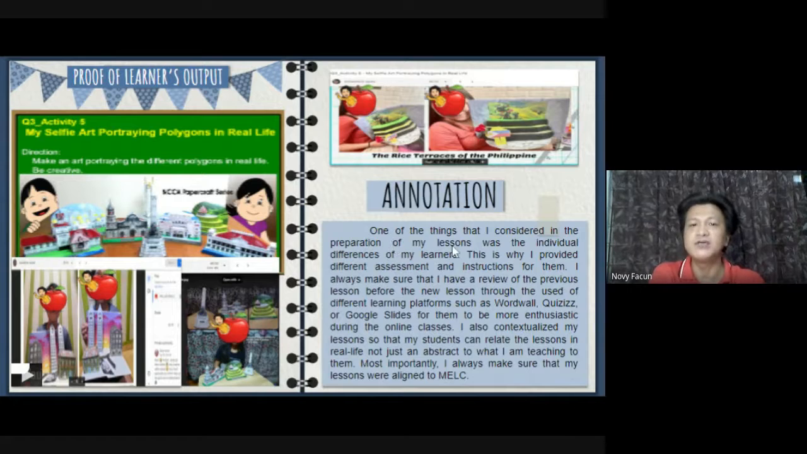One of the things I considered in my preparation of my lessons was the individual differences. Okay, kailangan isipin lagi natin, kaya ba ng bata itong papagawa ko? Yun yung kailangan i-priority natin. Hindi ka pwede magbigay ng activity na dahil gusto mo lang. Kailangan isipin mo muna, kaya ba ng bata yan? Kailangan aligned sa MELC. Yun yung prioritize natin. And I'm happy they come up.